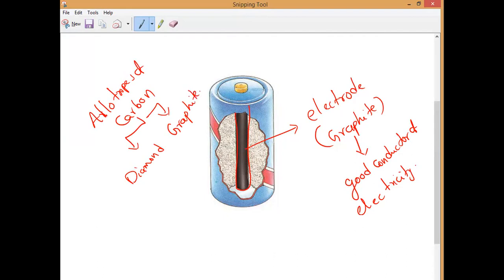What about fullerene, sir? The fullerenes are there, but fullerenes are semiconductors. Sometimes they conduct, sometimes they cannot conduct. Sometimes they behave like insulators, sometimes they behave like good conductors. Okay.